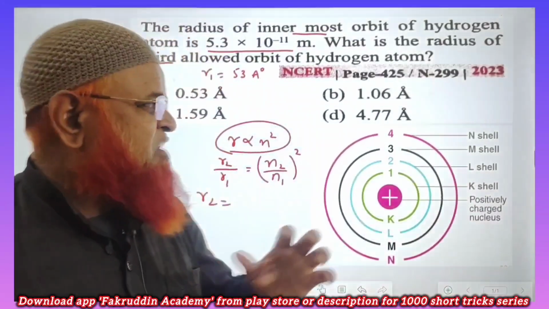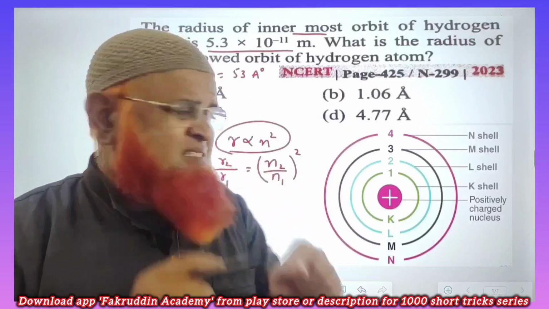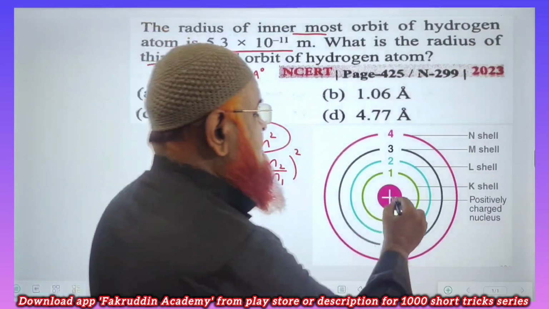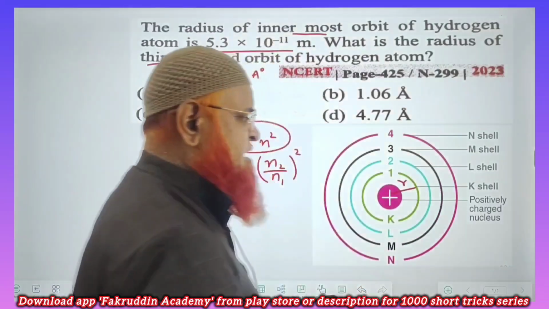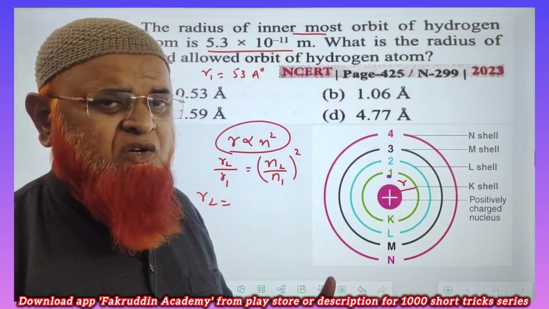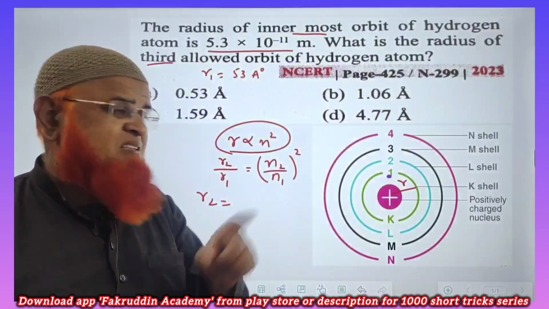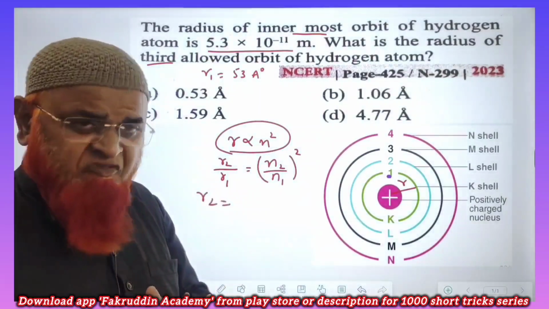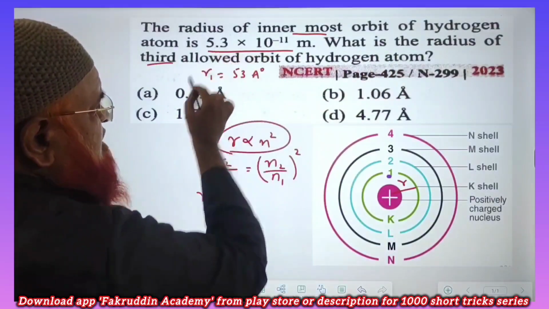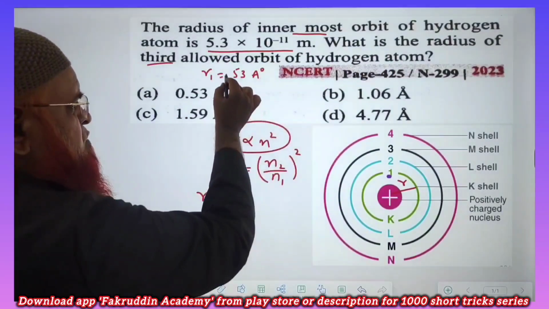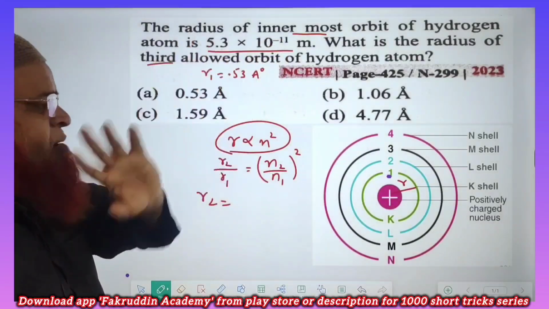My dear students, this is a previous year question asked in NEET 2023. He is asking us to find out the relation between the radius of an orbit and the principal quantum number, for the shells 1, 2, 3, 4. You should remember one thing, that radius is directly proportional to the square of the principal quantum number. The radius of the first orbit is given as 5.3 into 10 power minus 11 meters, which can be taken as 0.53 Angstroms. You have to convert meters into Angstroms.